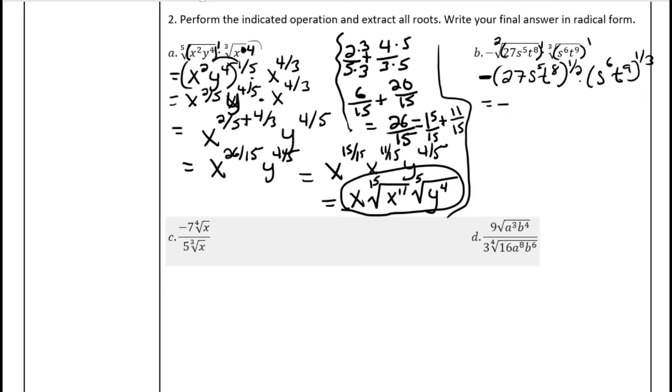All right, so now we distribute the 1/2, so we got negative 27 to the 1/2, and we have s to the 5/2, and then t to the 8/2. And now for the other side we have s to the 6/3, and then t to the 9 times 1/3 is 9/3.